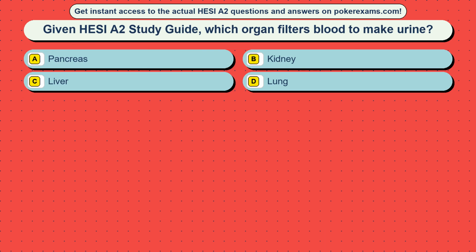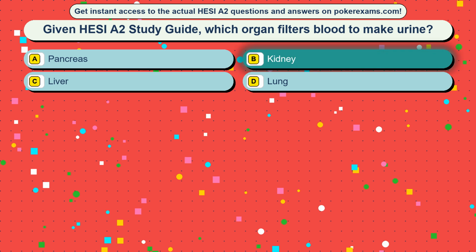Question 8. Given HESI A2 Study Guide, which organ filters blood to make urine? Option A, pancreas. Option B, kidney. Option C, liver. Option D, lung. The correct answer is option B, kidney.